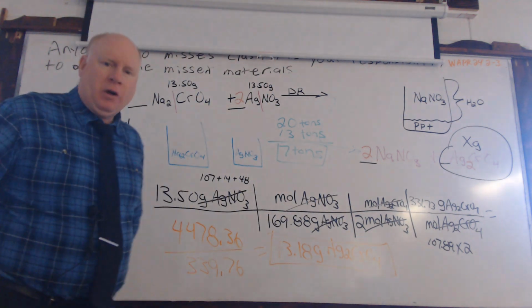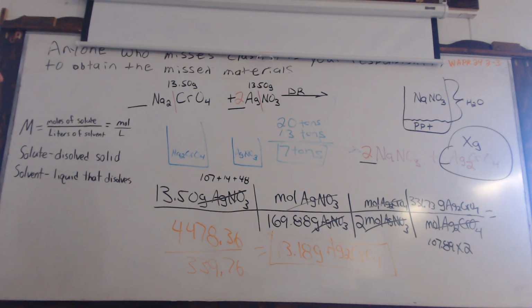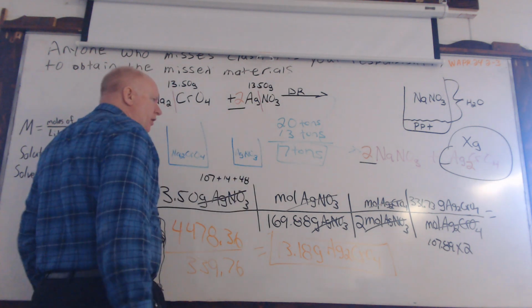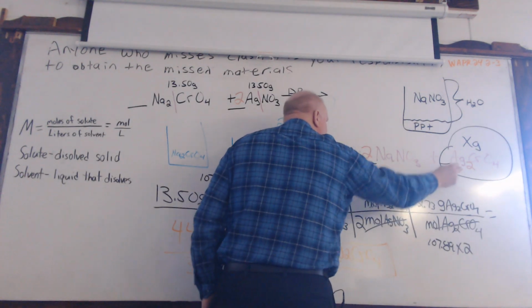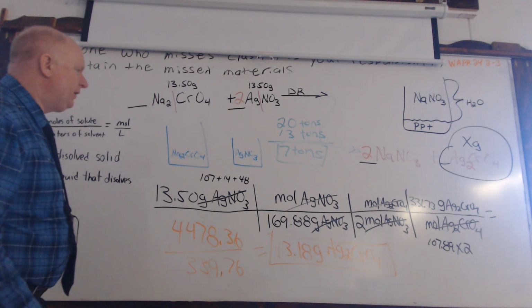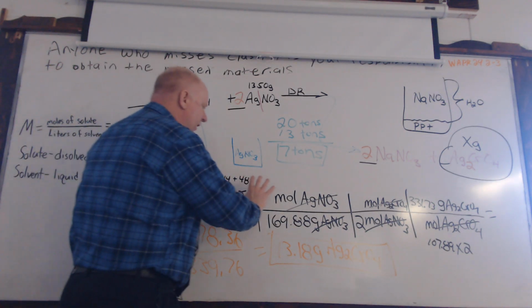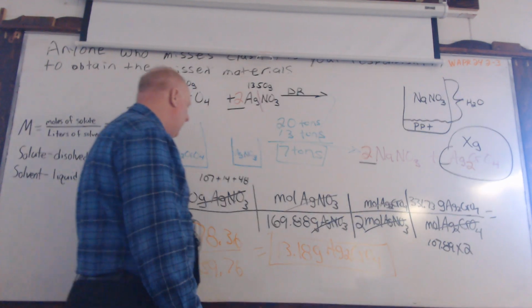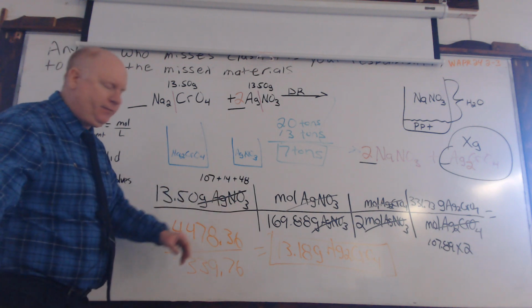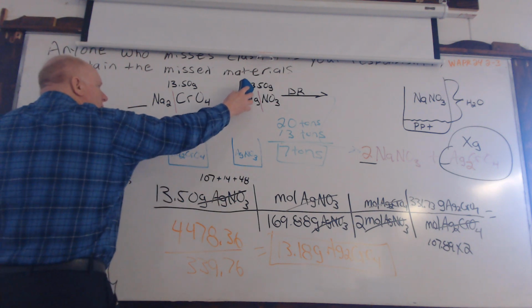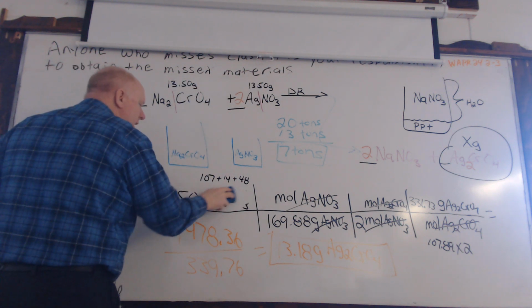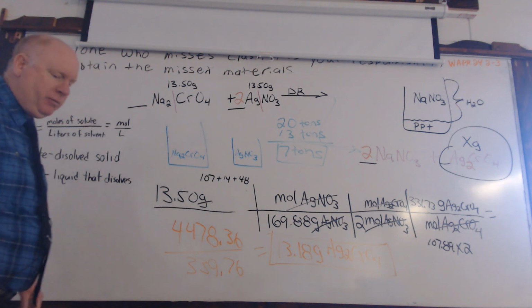All right, so for part B, some of this might look familiar from earlier. What we had done is we started with one substance here, silver nitrate, and converted that to our grams of silver chromate. We're going to do the same thing. All of these numbers are going to be the same. That has not changed. The only thing that has changed is what we're starting with. So notice we had 13.5 grams of silver nitrate. Now we're going to have 13.5 grams of sodium chromate.